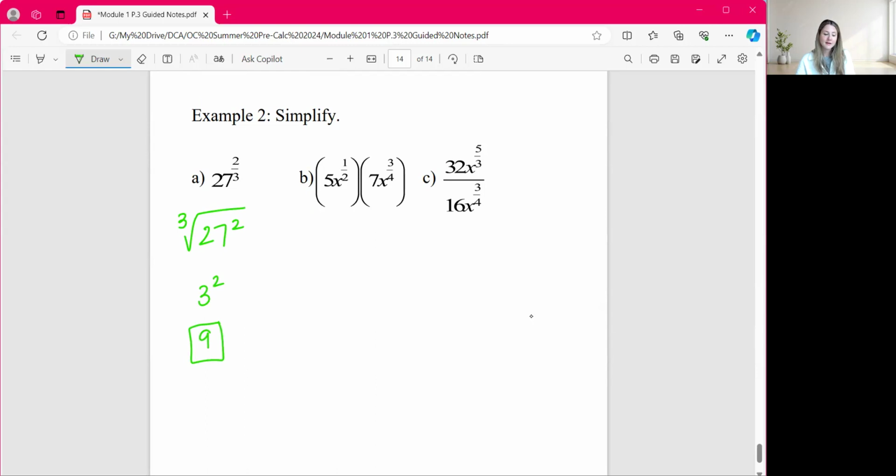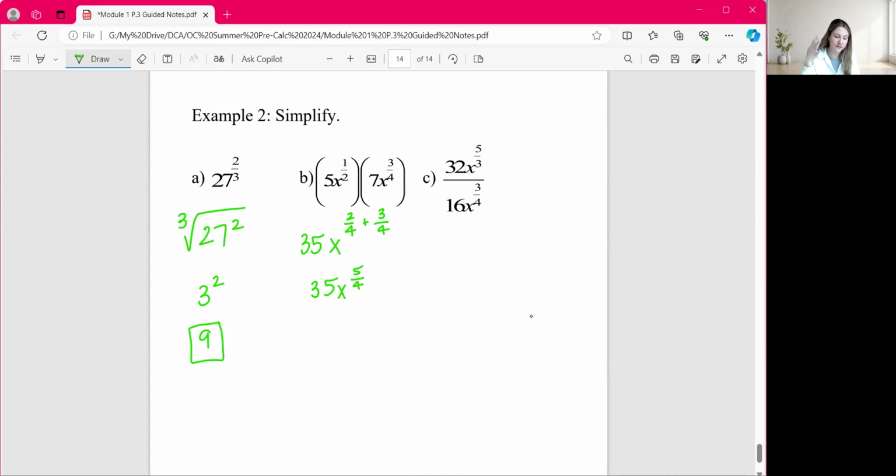Then I have 5x to the 1/2 times 7x to the 3/4. So first thing I see is I can multiply my numbers. 5 times 7 is going to give me 35. X, remember when we multiply variables, your exponents add. So in order for me to add these exponents, let's get a common denominator. So 1/2 and 3/4, let's make that 2/4 plus 3/4. So then I'm going to have 35x to the 5/4.